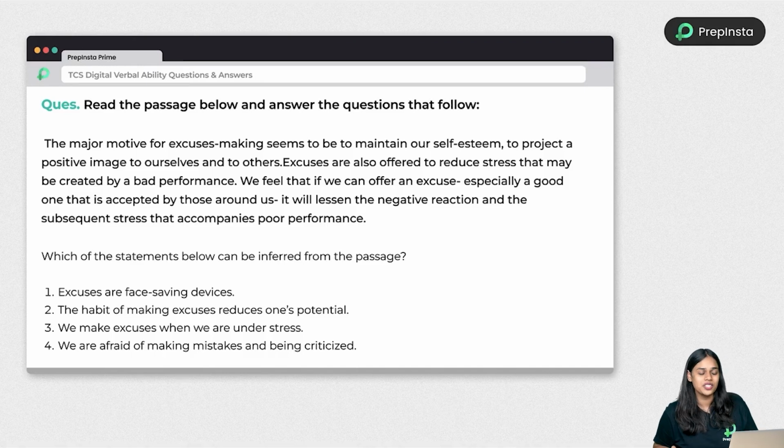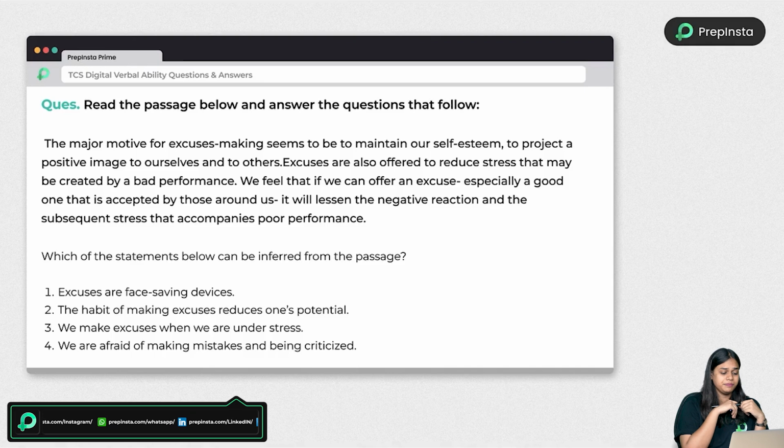I hope you solved the question. And now let's start off with the question and solution over here. The major motive for making excuses seems to be to maintain our self-esteem, to project a positive image to ourselves and to others. Excuses are also offered to reduce stress that may be created by a bad performance. We feel that if we can offer an excuse, especially a good one that is accepted by those around us, it will lessen the negative reaction and subsequent stress that accompanies poor performance.